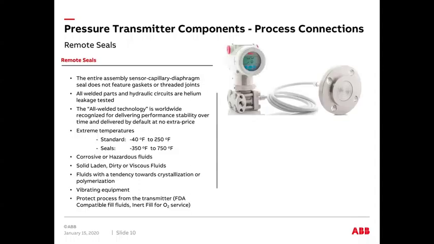Another thing, if you go beyond maybe some of the standard applications, you might need to move to a remote seal. So the remote seal is as pictured there. You're basically taking that pressure reading through a remote seal that is put into the application. Then with a capillary tube, you're running to the actual transducer. With the ABB pressure transmitters, the entire sensor, capillary and diaphragm seal doesn't have any gaskets or any threads. It's all welded all the way through and tested throughout all those welded connections.